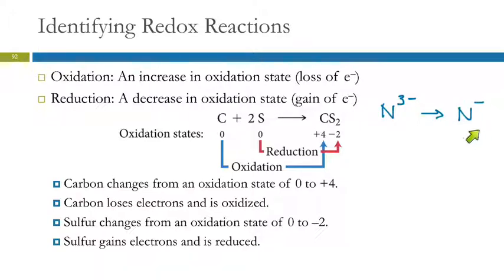We can also look, when we actually have ions, we can look at what's going on. How did the charges change? Well, how do you go from a -3 to a -1? Well, you'd have to gain 2 electrons, right? So reduction is gain of electrons.